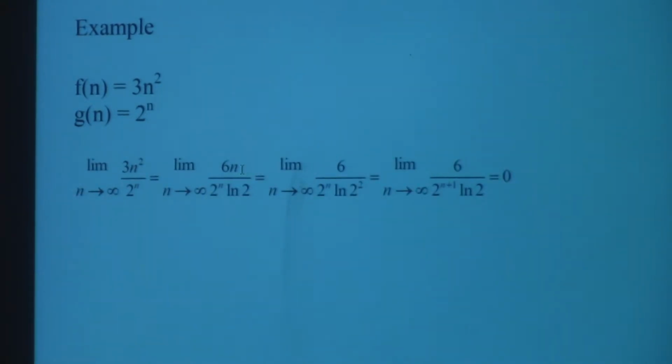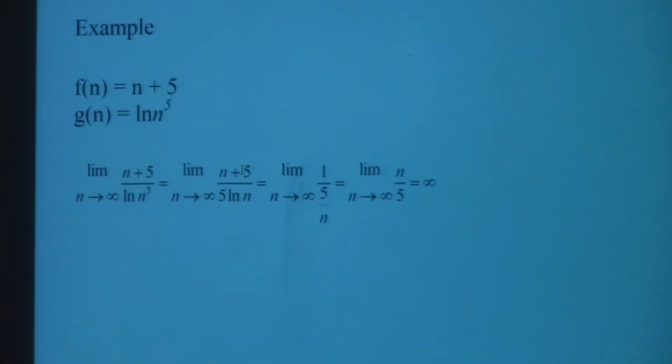This is just a different example. Notice all I did here, instead of e to the n, I have 2 to the n with a derivative. Not a big deal. Okay, this one, we have n plus 5 and log of n to the 5th power. This is not log n, log n, log n, log n, log n. This is log n to the 5th.